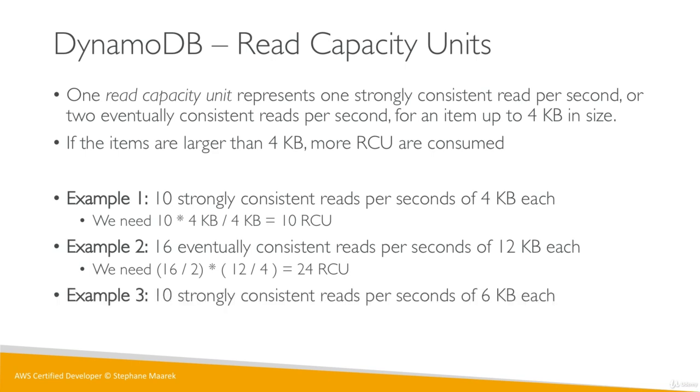Finally, if you ask for 10 strongly consistent reads per second and each of them is 6 kilobytes each, then we're going to need 10 times 8 divided by 4 equals 20 RCU. And why? Well, because we have to round up this 6 kilobytes all the way up to 8 kilobytes because it doesn't do intermediate sizes. It goes by increments of 4 kilobytes. And so you have to absolutely remember all these formulas, and this is the most complicated, and this is going to be asked at the exam for sure. So very important for you to understand.